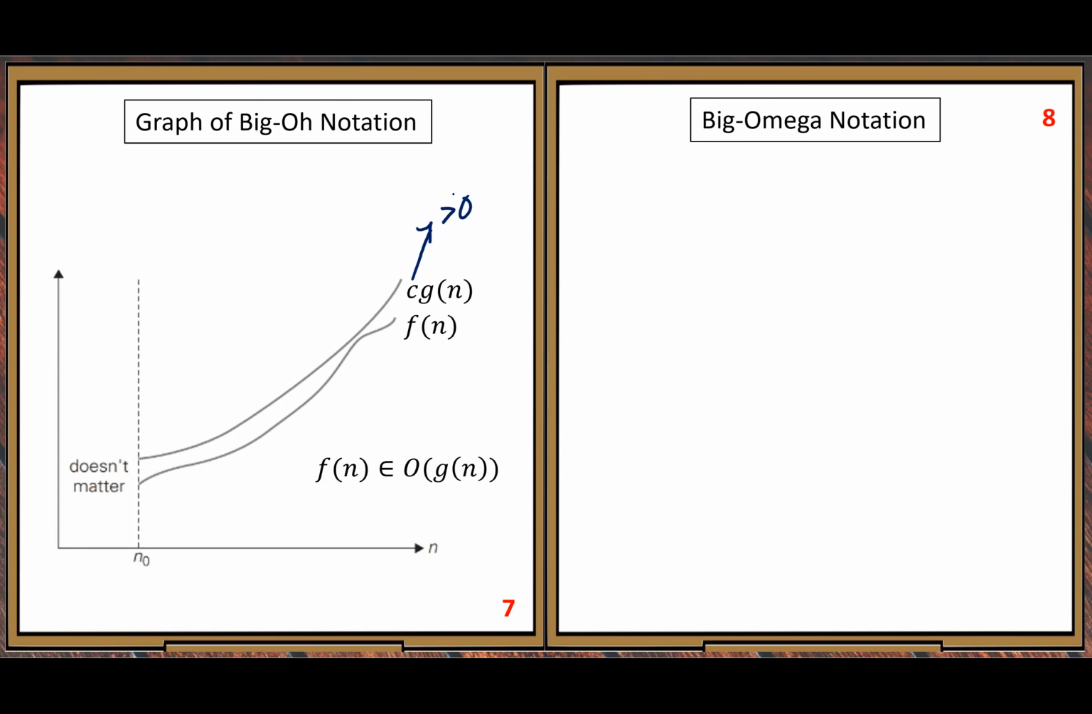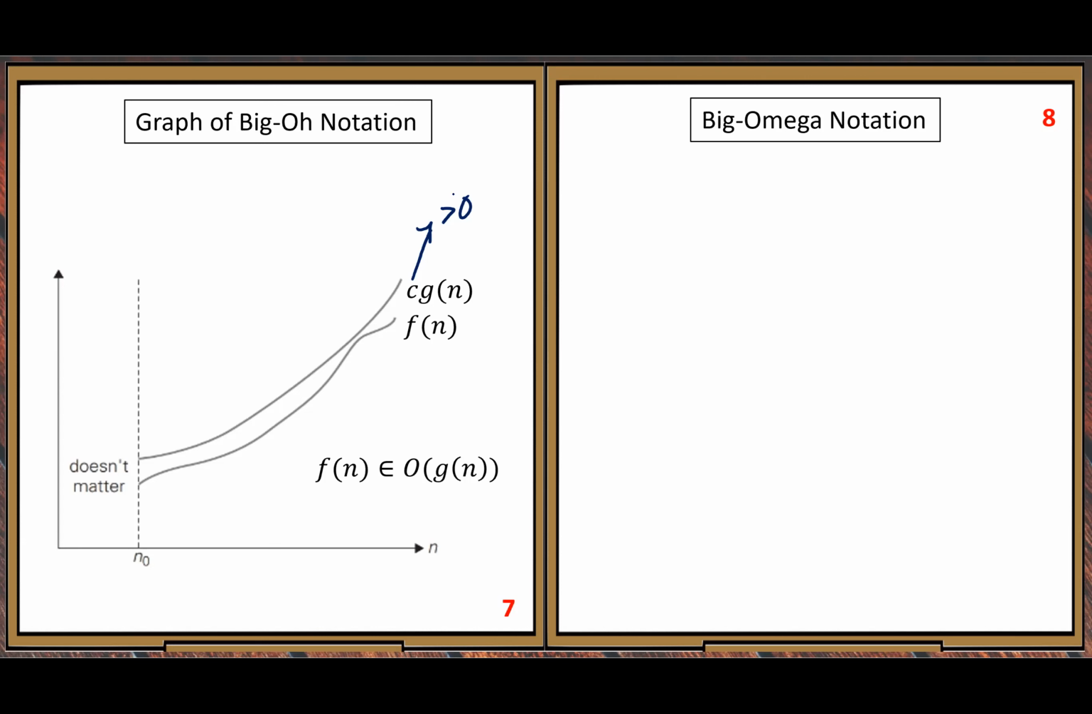That's the first one. Second, big omega notation. Let me explain. We have little omega, right? Little omega: the limit of f of n over g of n equals infinity. But similar to our big O case, we have big omega notation.